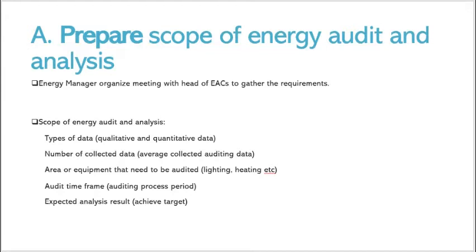Next point is number of collected data. We will take the average collected auditing data. And next point is area or equipment that need to be audited. For example, the lighting, the heating, the boiling, and others. And next is audit time frame. This consists the period of auditing process. And lastly, we have the expected analysis result, which is the result will achieve the target or not.